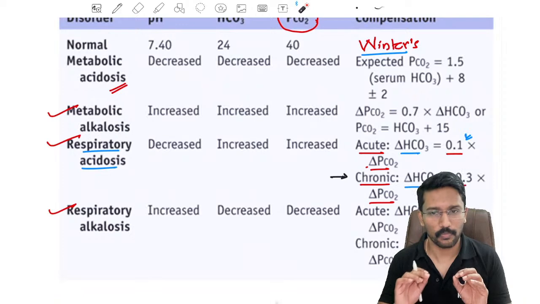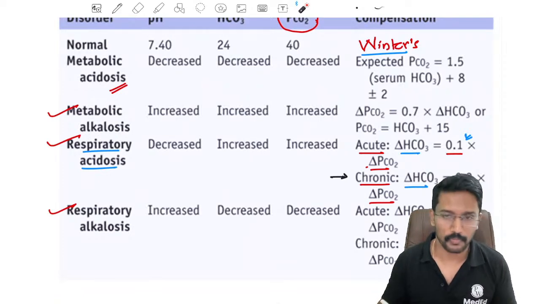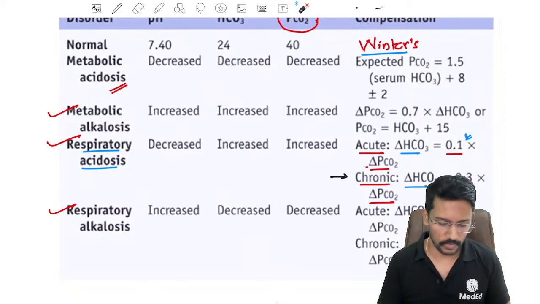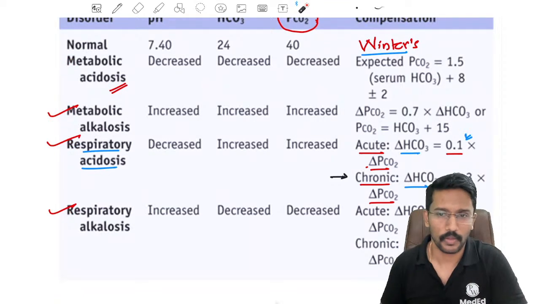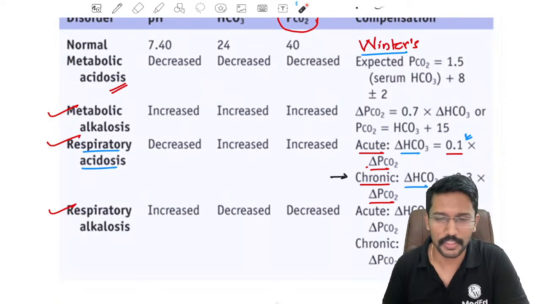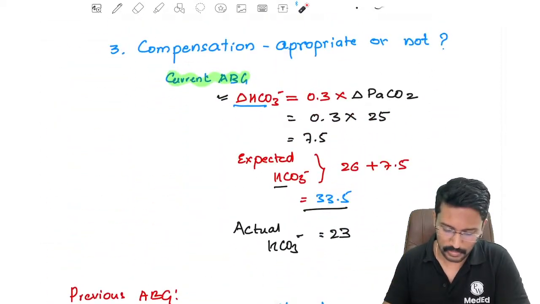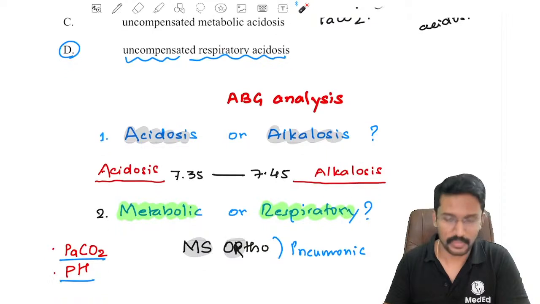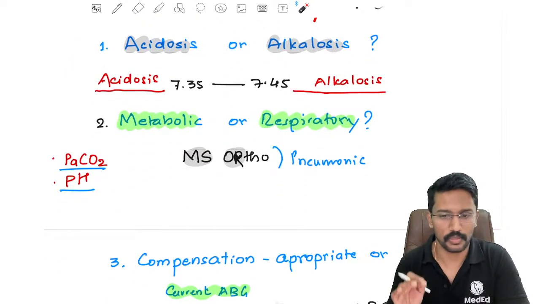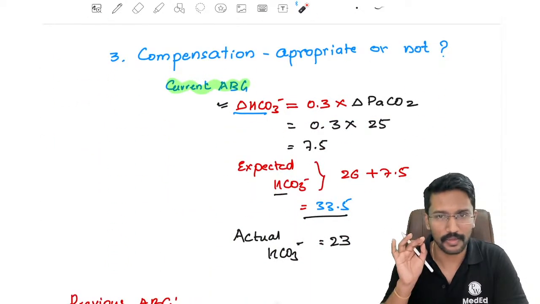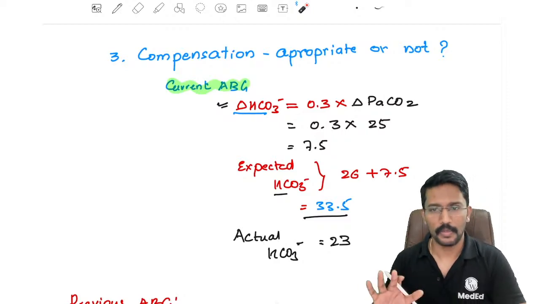So let us follow through some Telegram questions on the ABG abnormalities, so that by the end of another 1 week we would have addressed all types of ABG abnormality with different permutations and combinations. So today was basically initiation. I hope you have understood the initial approach, right? So now practice solving the ABG questions following these 3 steps: acidosis or alkalosis using the pH, then metabolic or respiratory using the mnemonic MS ortho, and after that calculate whether appropriate or inappropriate compensation is there. Okay, that's it for today.